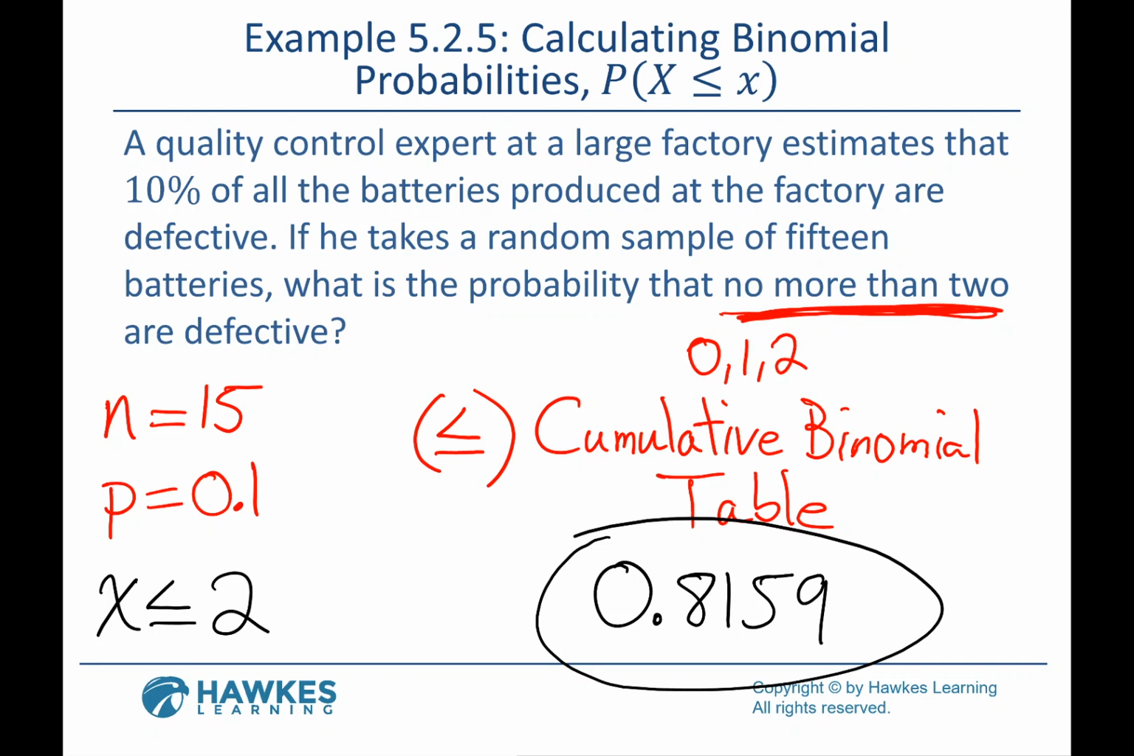So what happens if that's not what we're asked? We want a range of values, but it's not asking us less than or equal. Let's look at another one here.